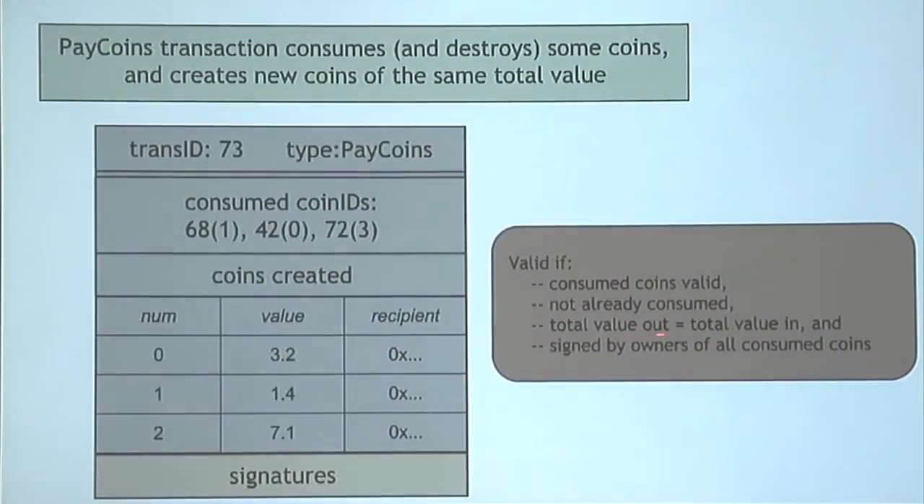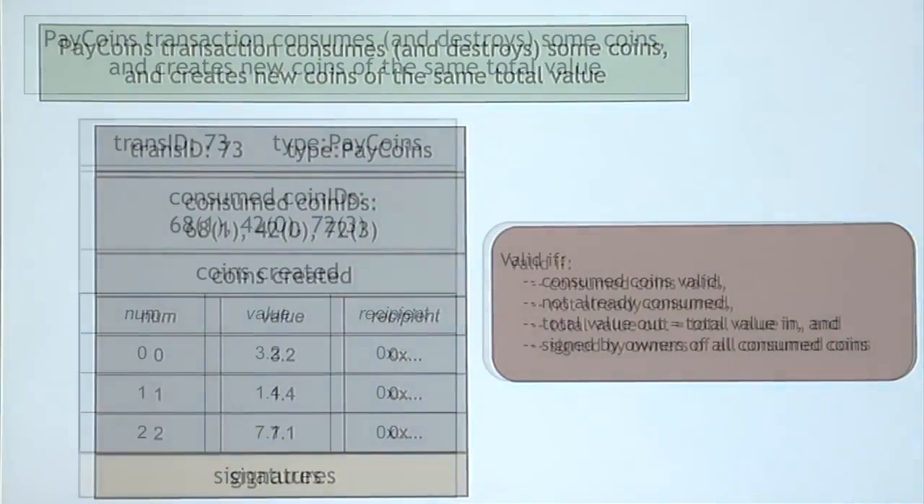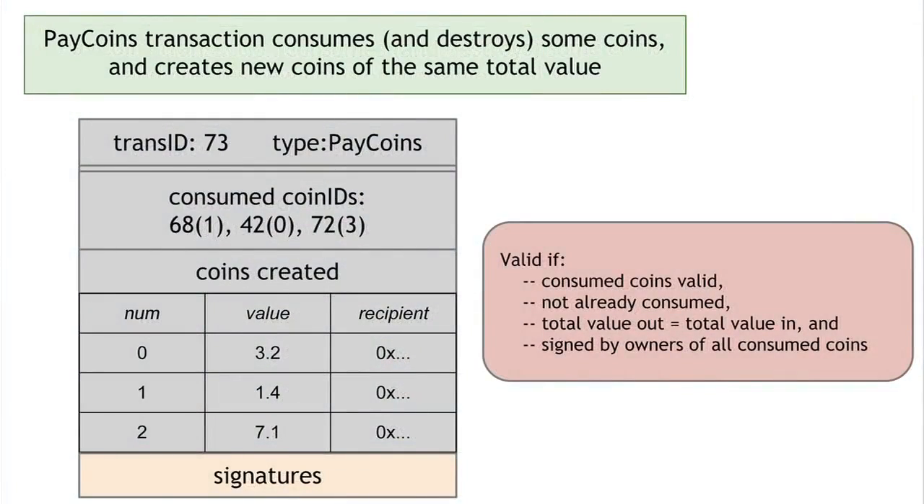Third, that the total value of the coins that come out of this transaction is equal to the total value of the coins that went in. And finally, that the transaction is validly signed by the owners of all of the consumed coins. If all of those things are true, then this pay coins transaction is valid. Scrooge will accept it. He'll write it into the history, into the blockchain, and everyone will see that this transaction has happened.